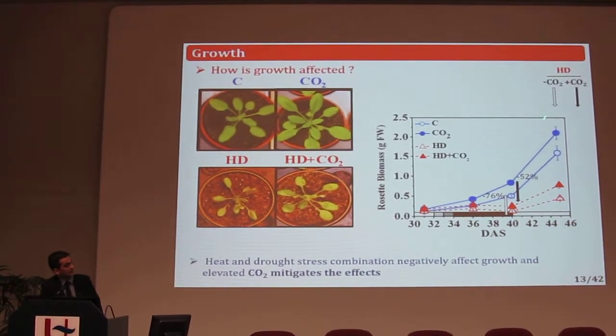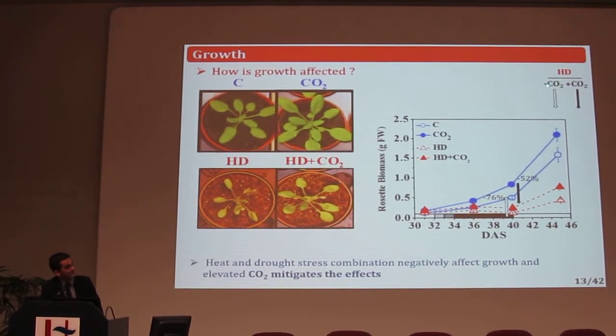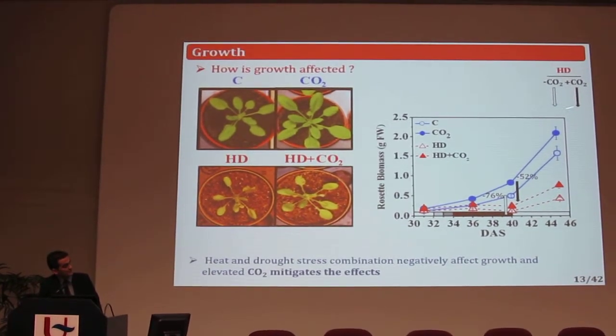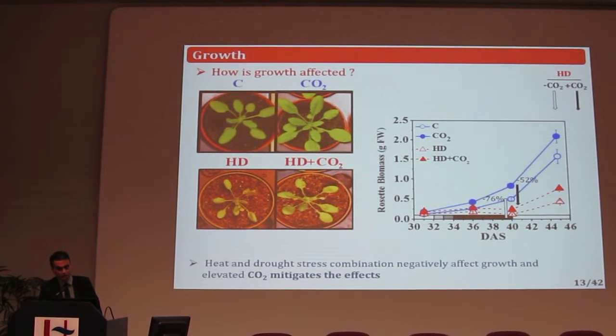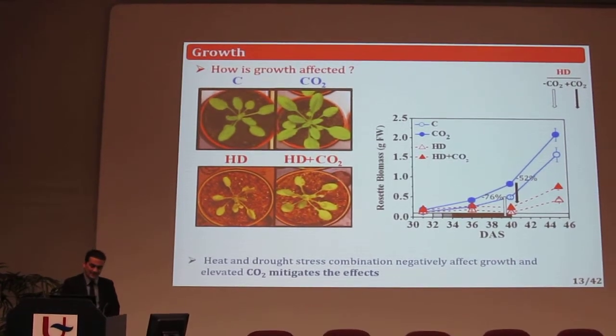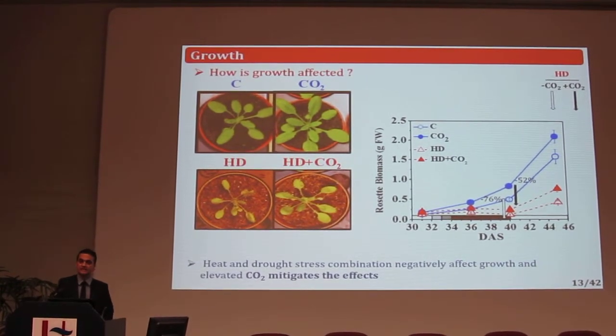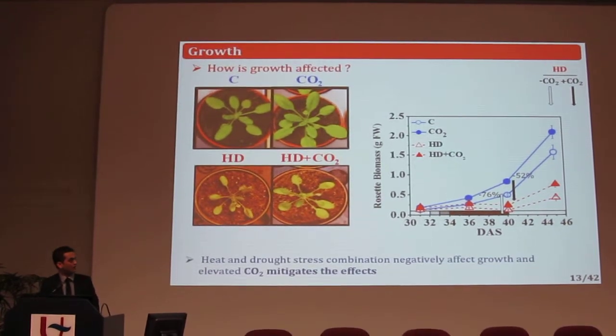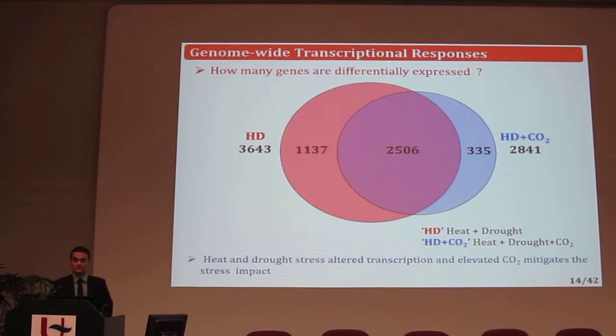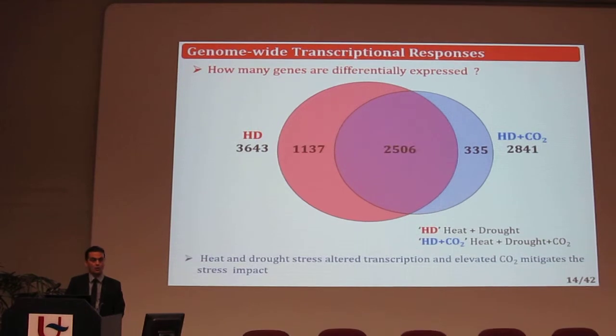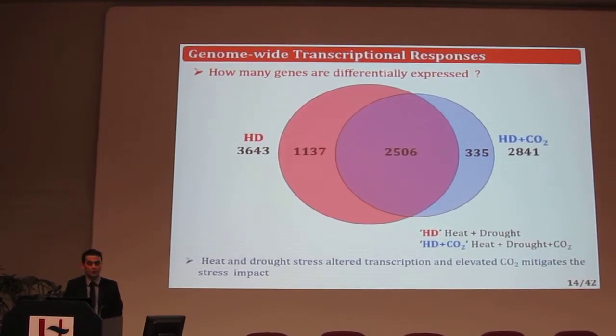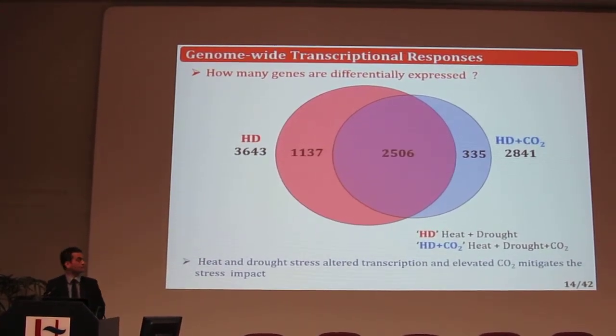For example, here this arrow represents, when it is unfilled, the impact of stress. When it is filled, the impact of CO2. So we can say that elevated CO2 is mitigating the impact of stress on plant growth. So it was quite interesting, so we wanted to see what mechanisms are changing or what is happening on the molecular machinery of the plants.